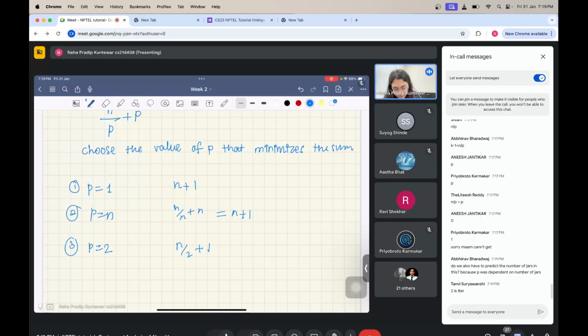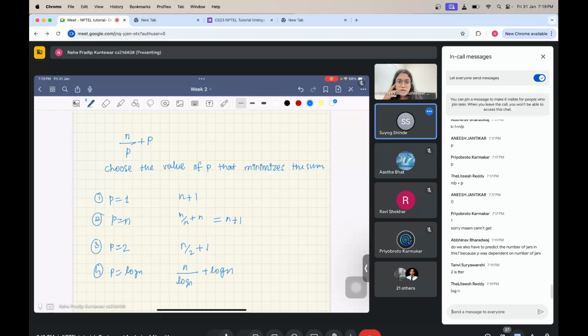And then again, let's say I make it log n, then what do you get? N over log n plus log n. So again, which is better? Yes, log n, right? So the question is what? Square root of n is best.